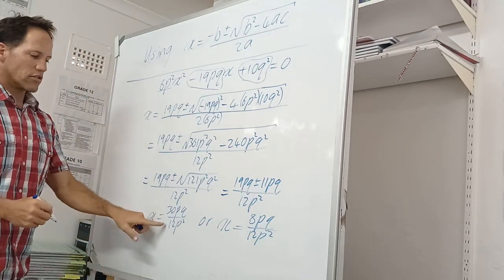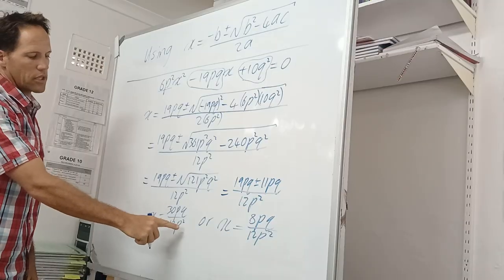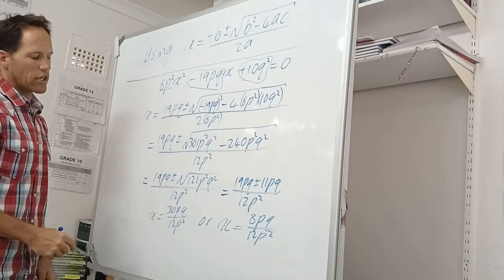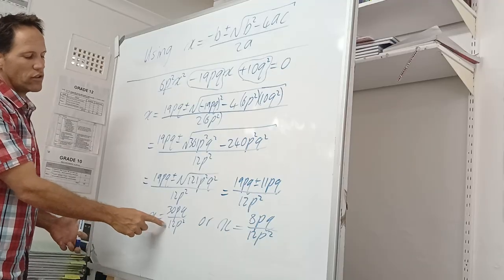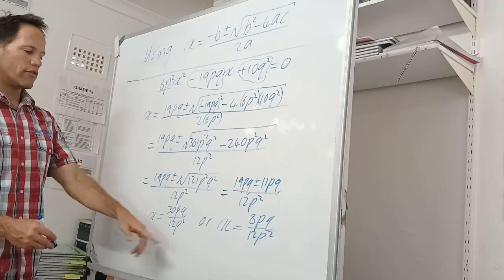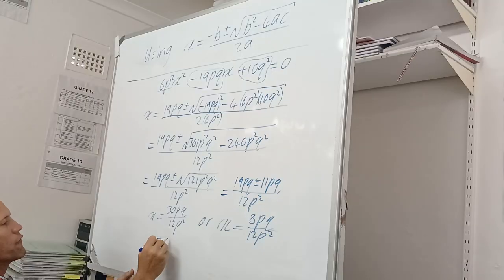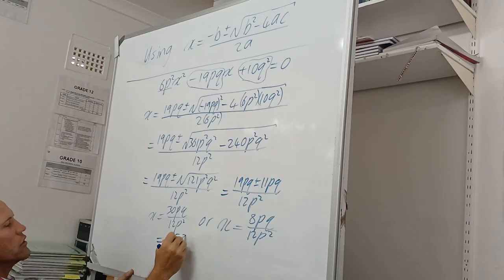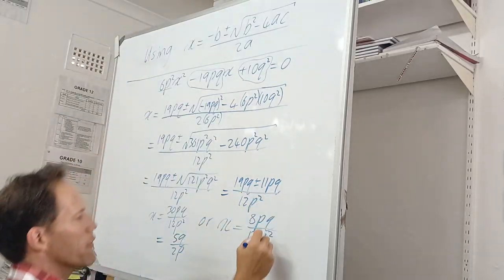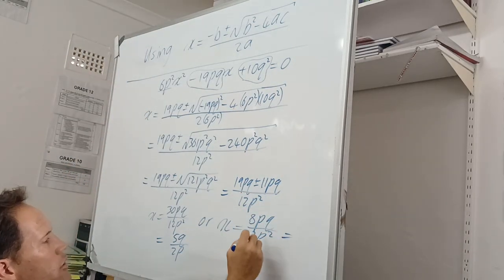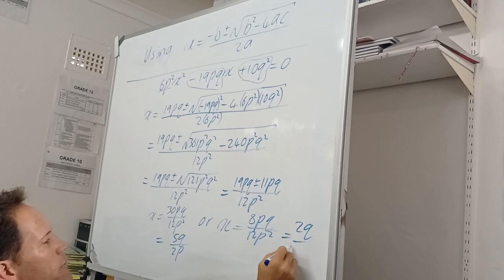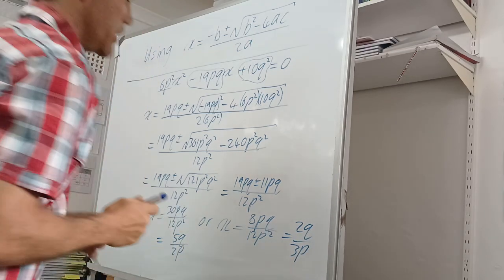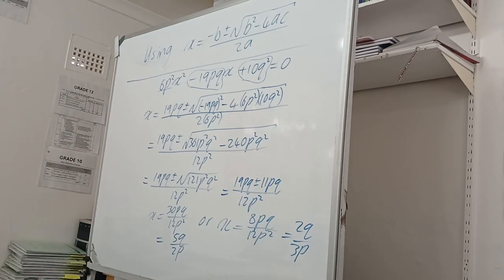And then the last step is just to simplify this. Cancel the p and the p. 30 divided by 12. Let's see, we can divide both sides by 6. It's 5 over 2. And it's going to be q over p. So we're going to have 5q over 2p. And here, when you simplify, divide by 4, you're going to get 2q over, divide by 4, 3p. So that is our final solution.